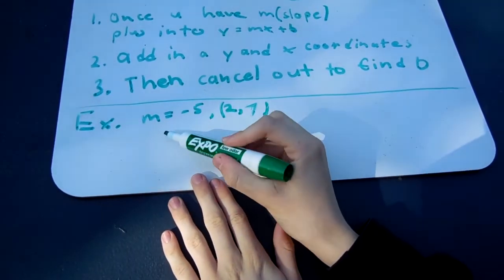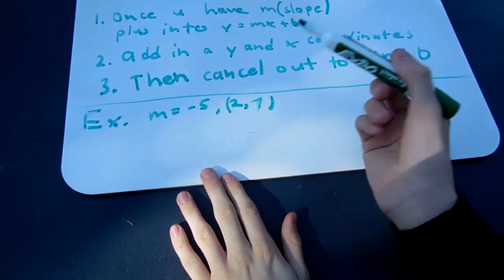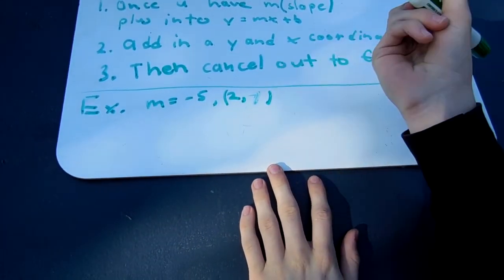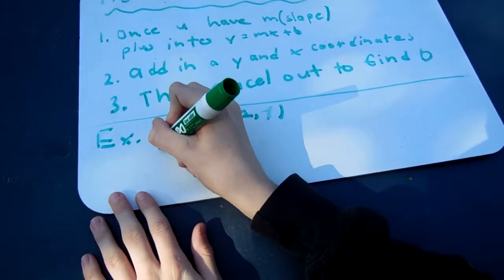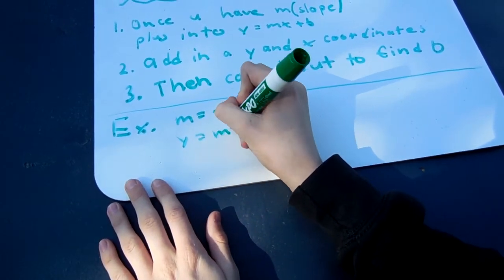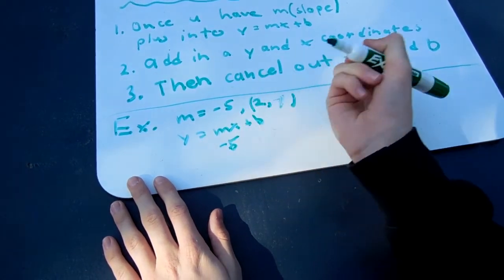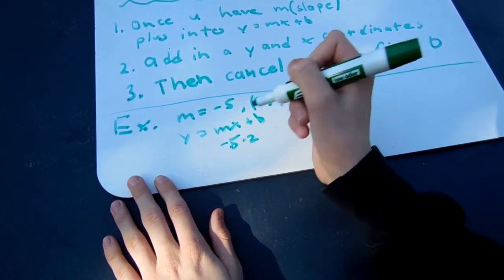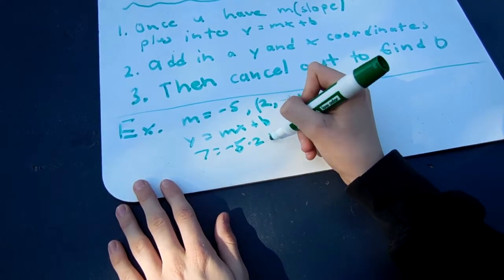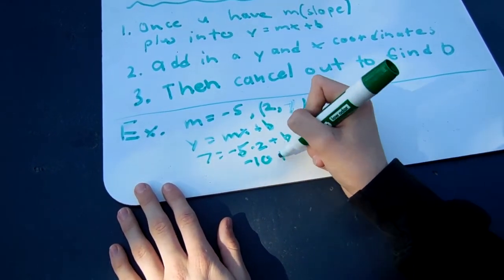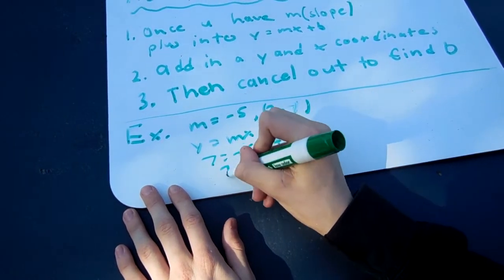So let's say we already have our slope, which is going to be -5 for this sake, and we have our x and y, which is going to be 2 and 7, right there. So we have y equals mx plus b, right? Add in -5 right there, times 2, equal to 7, plus b, right? That's going to get us -10 plus b is going to equal 7.